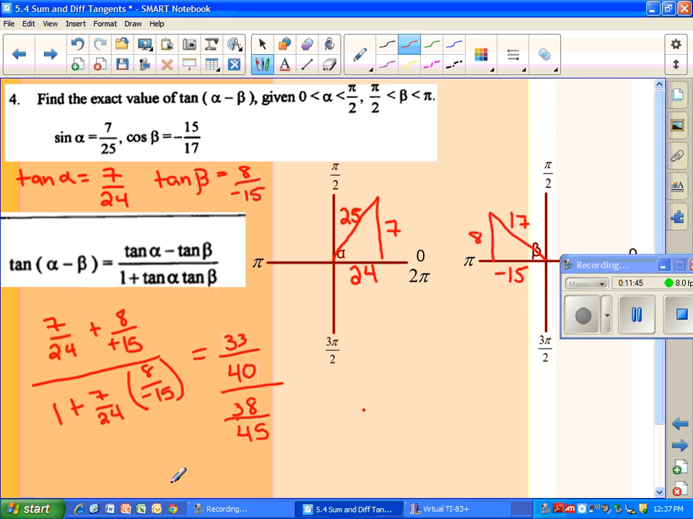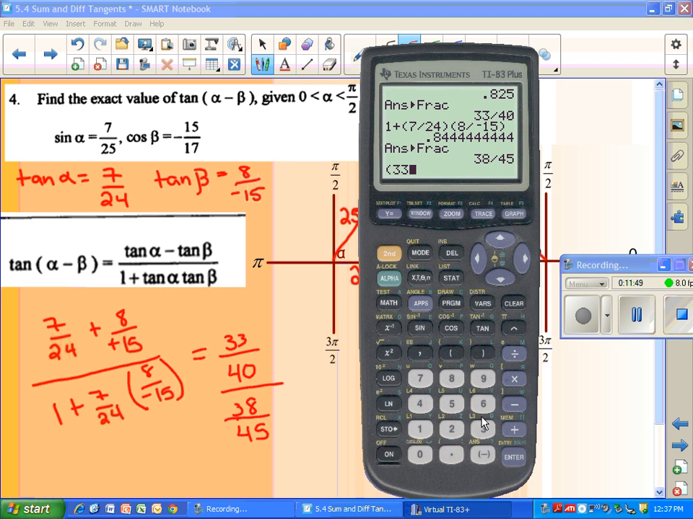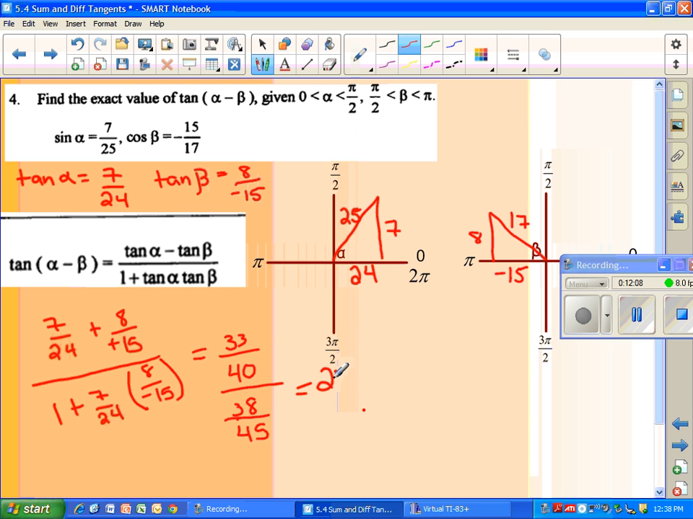Our last step is to divide those two messy fractions. So we have 33 divided by 40 divided by 38 divided by 45. Enter, math, enter. And our final answer is 297 over 304. And the nice thing about the calculator is it already puts it in reduced form.